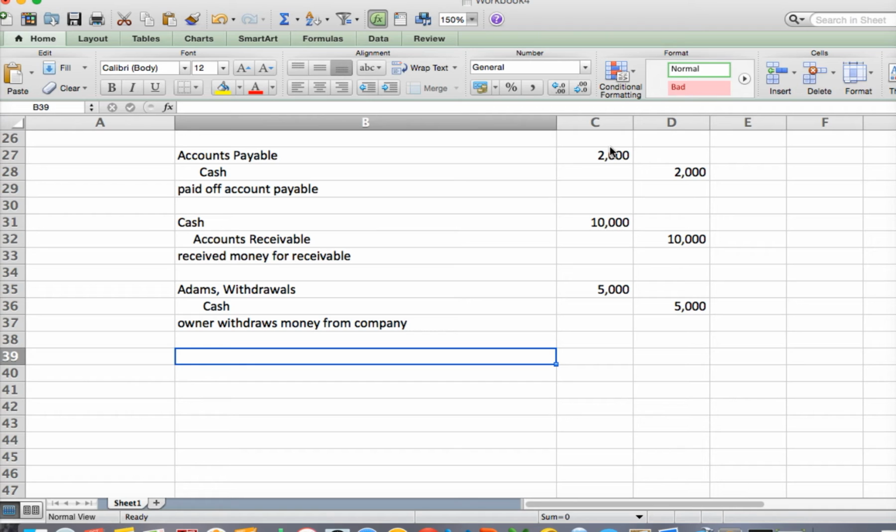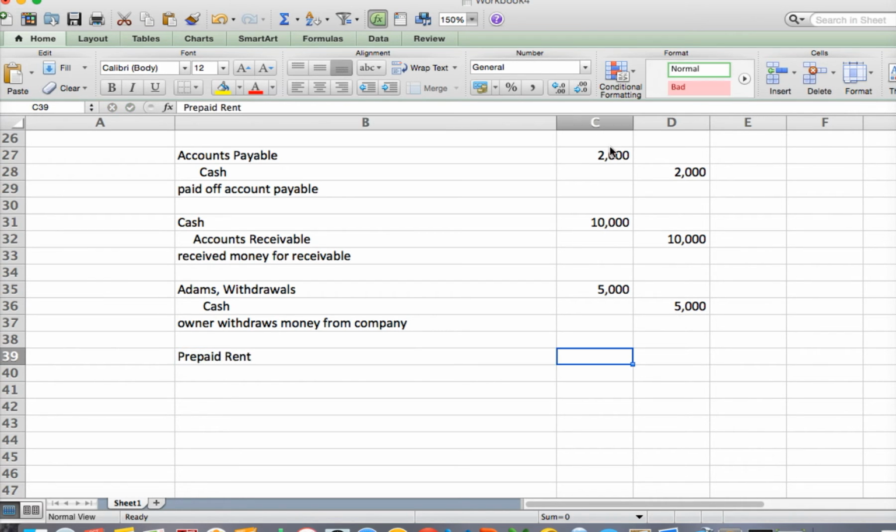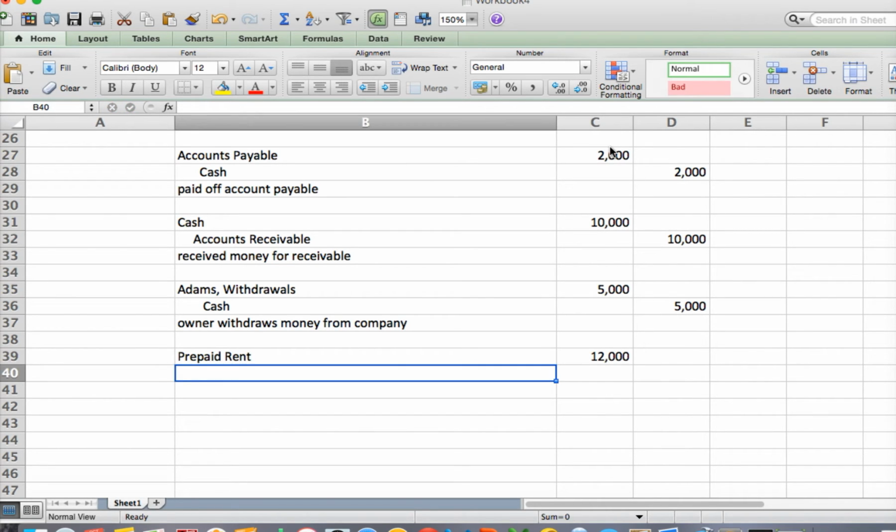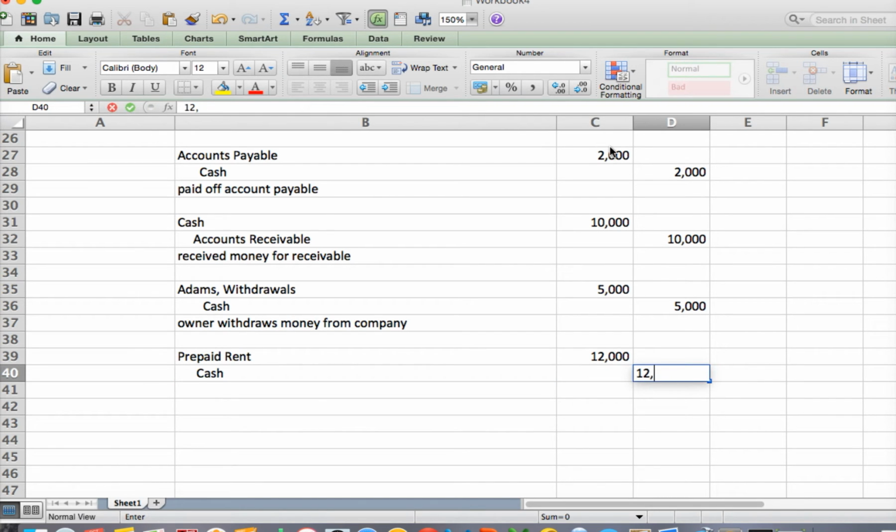Prepaying an expense. Okay, what does that look like? Well, if I want to pay for 12 months worth of rent ahead of time and each month is worth $1,000, then I'm going to debit an account called prepaid rent for $12,000. And the credit is going to be to cash for that amount.